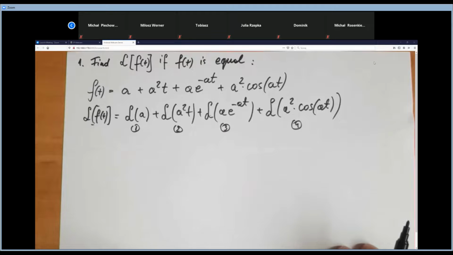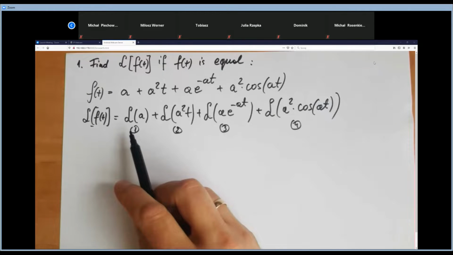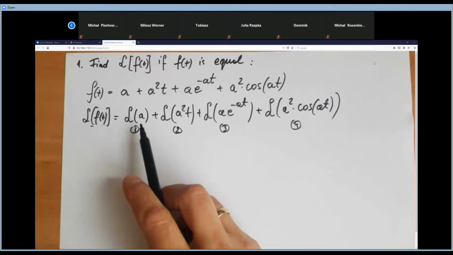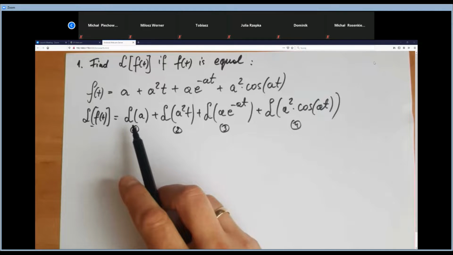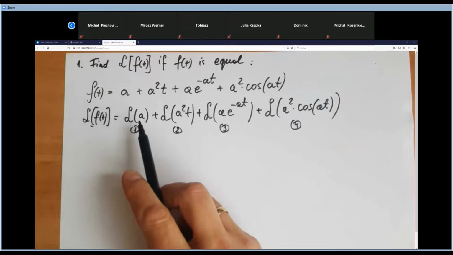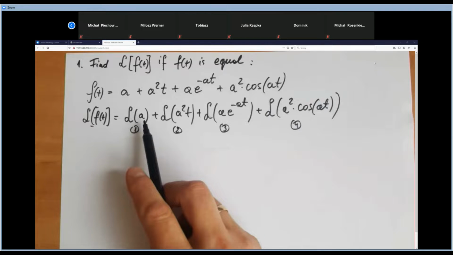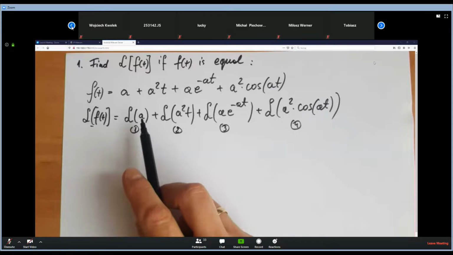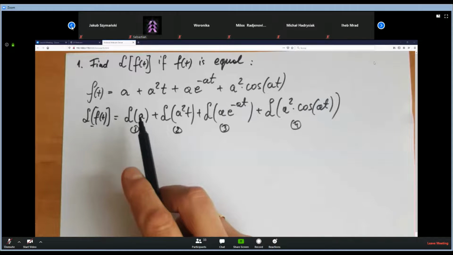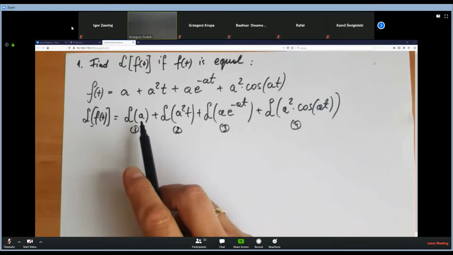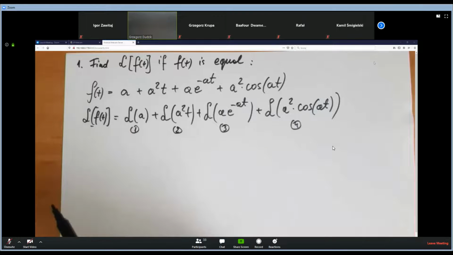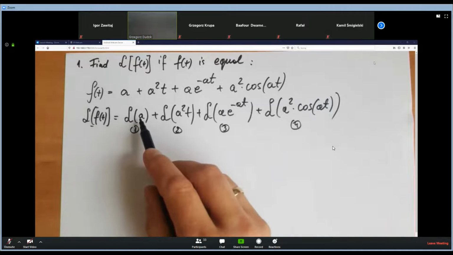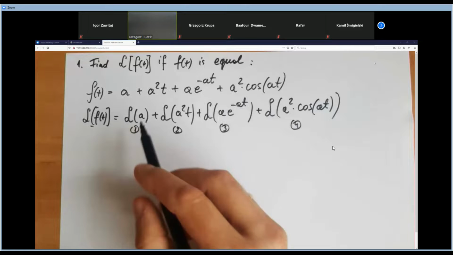All right. So let's come back to our example. The first function, the first Laplace transformation, is the Laplace transform of the constant value. That's right. Of course, this is the function in the time domain. So how can we express it? In fact, a is the constant. So constant.